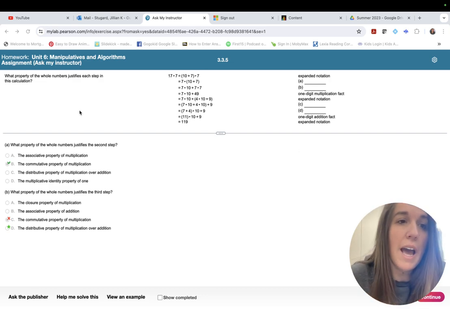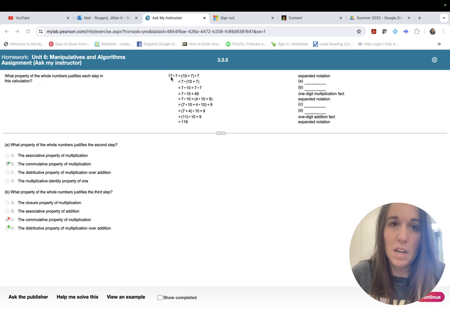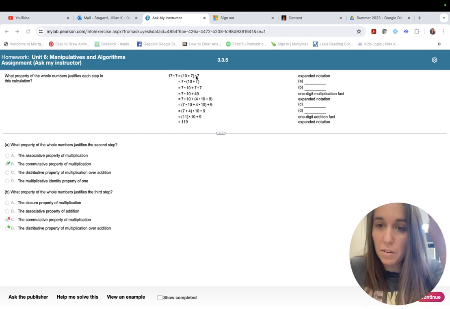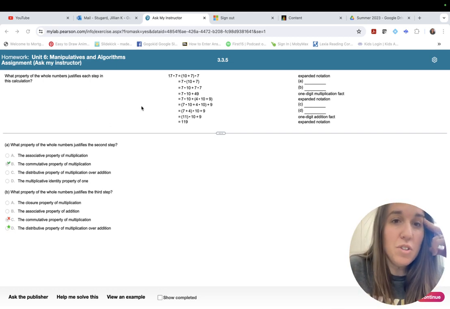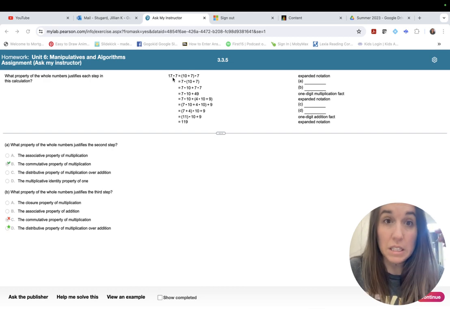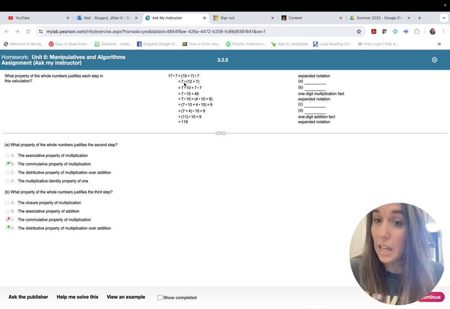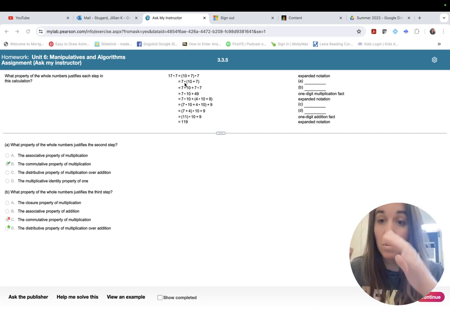Okay, so if we look at this problem right here, it says what property of the whole numbers justifies each step in this calculation, right? So we've got this 17 times 7. And then in the very first line, they've just decomposed the 17 into 10 plus 7 and then multiplied it by 7, which we can do by properties of multiplication. So if we look at this very first step, it says what property of the whole numbers justifies this second step. So to go from this first line where it says 17 times 7 equals 10 plus 7 in parentheses times 7, down to the second line, we have 7 times parentheses 10 plus 7.